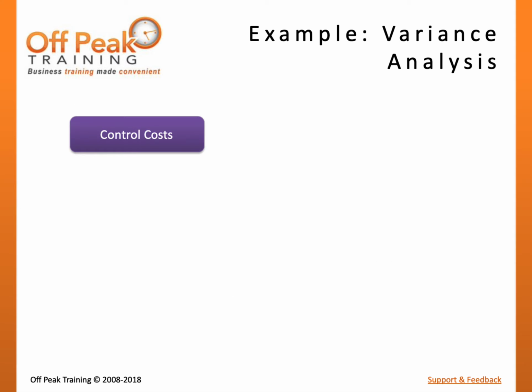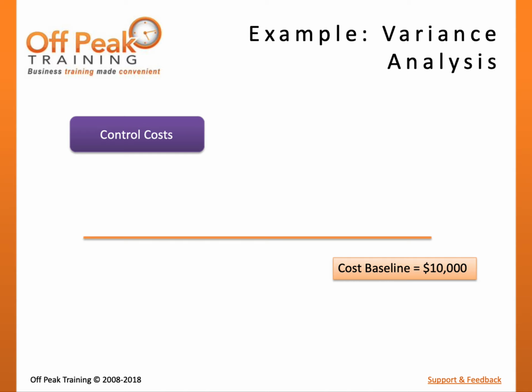Let's take a graphical look at the control cost process by using an example. A particular work package was estimated and approved to cost $10,000 and take 10 days to complete. This orange line represents our cost baseline. After 10 days of work, the project manager collects status reports from the team, also known as work performance data, and learns that the task is complete and $12,000 was spent.